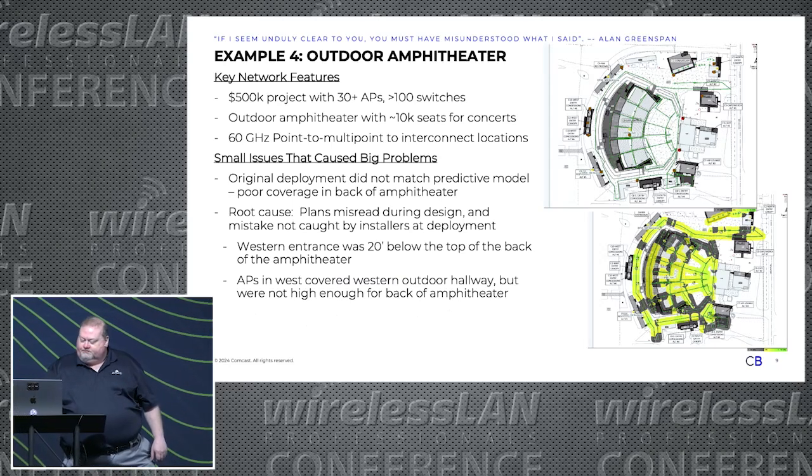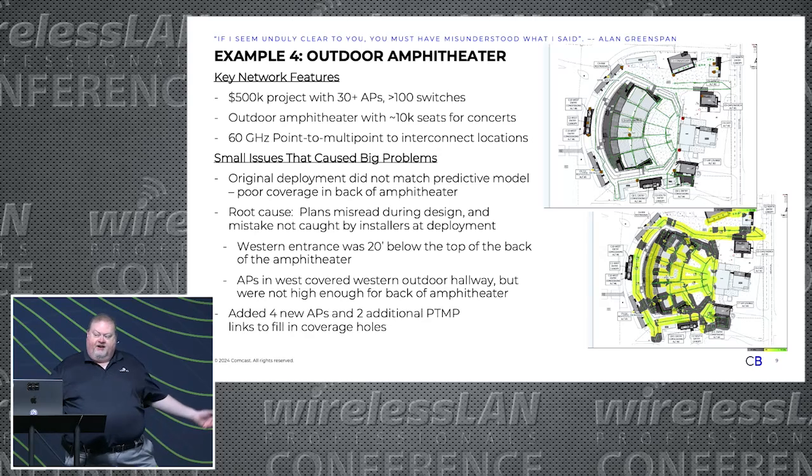So I had to add 4 new APs and 2 additional point-to-multipoint backhaul links in order to fill in those coverage gaps, simply because the plans were misread, and somehow when it got installed originally, nobody caught the fact that this is actually 20 feet lower than we think it is based on the plans.